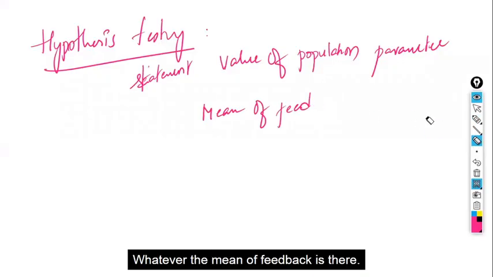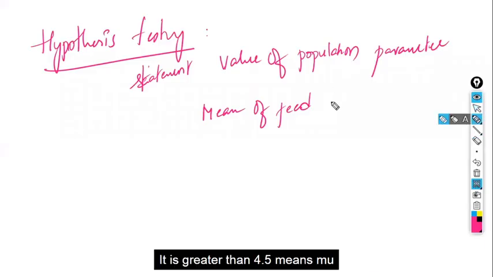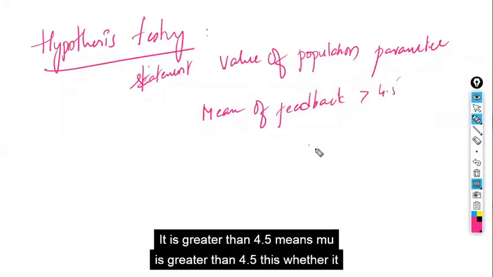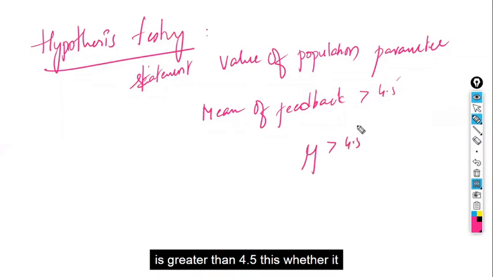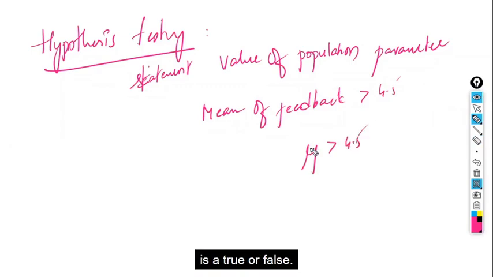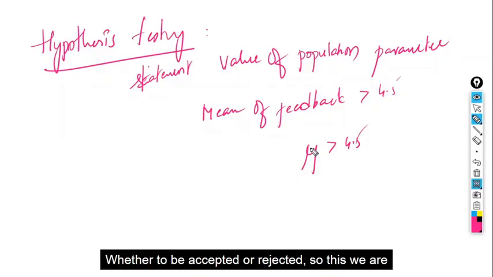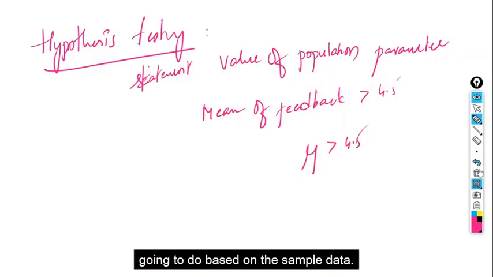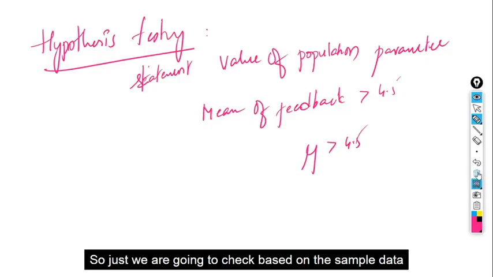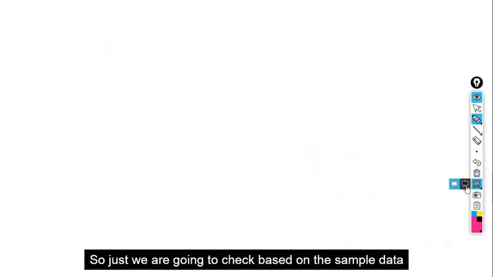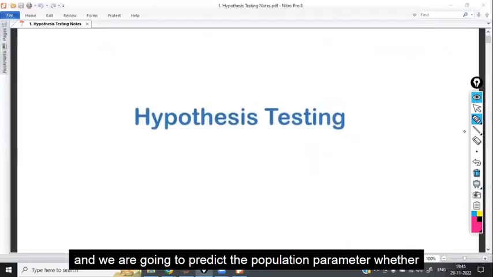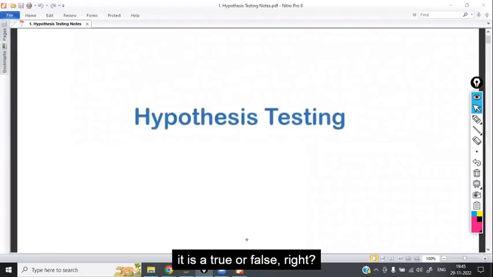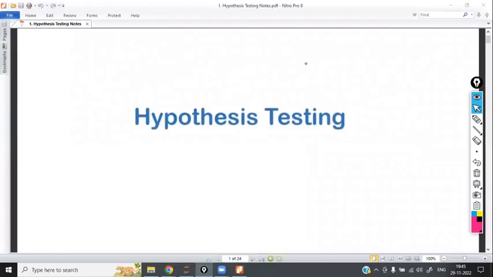Whatever the mean of feedback is, it is greater than 4.5, meaning mu is greater than 4.5. Whether this is true or false, whether it is to be accepted or rejected, we are going to do based on the sample data. We check based on the sample data, and predict whether the population parameter statement is true or false, right?